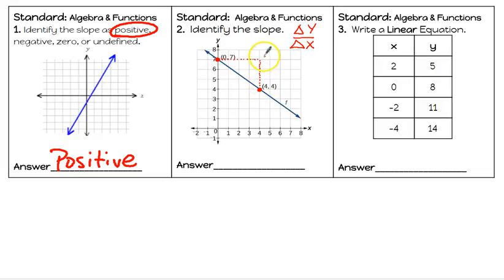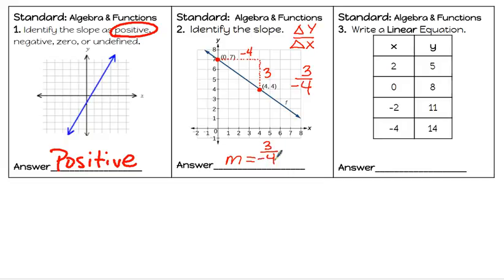How many units did it rise? It went up 1, 2, 3 units. How far did it run or go over? It went over to the left 1, 2, 3, 4 units. So we'll call that negative 4. So our slope would actually be positive 3 over negative 4. So m equals positive 3 over negative 4.